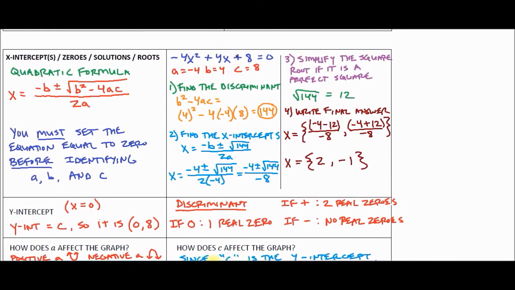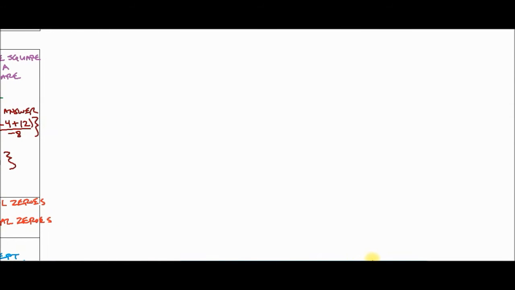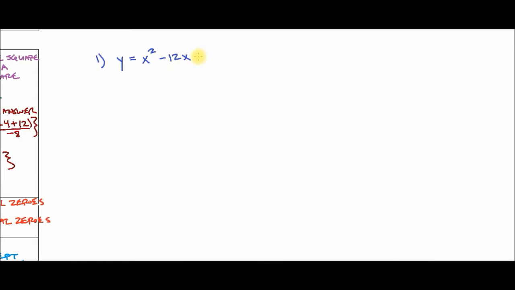So let's go ahead and start our first practice problem. You can number this on your paper, practice problem number 1. And let's say that we had the quadratic equation that was y equals x squared minus 12x plus 36.